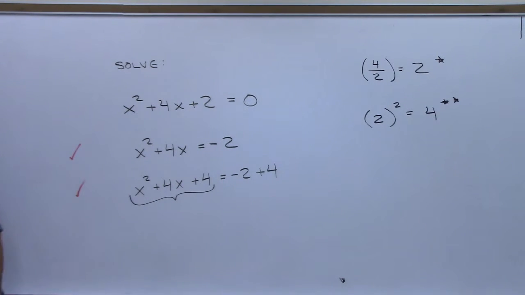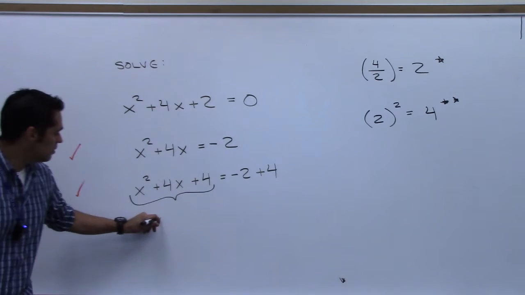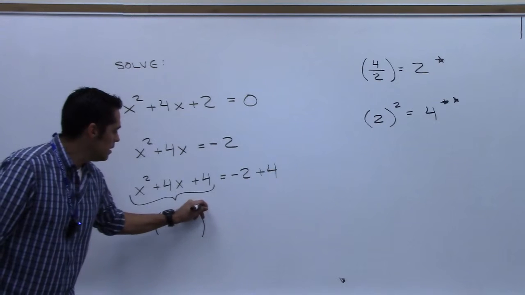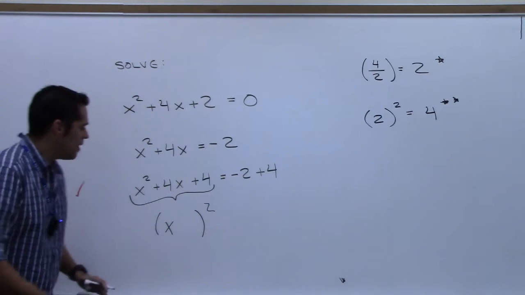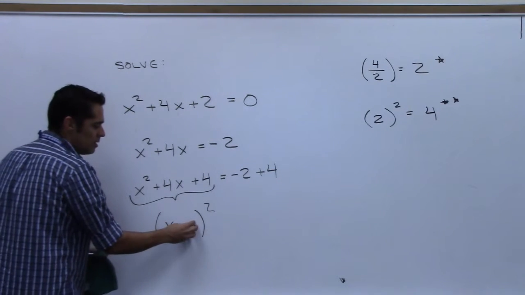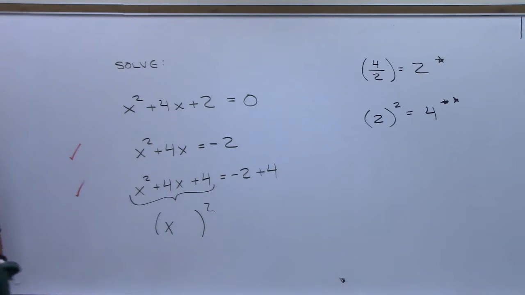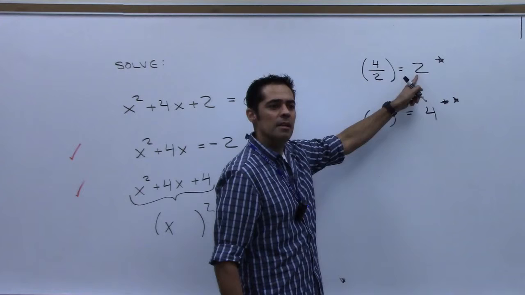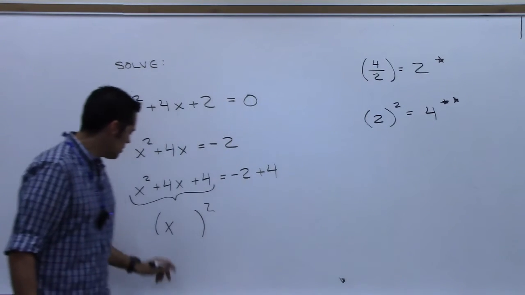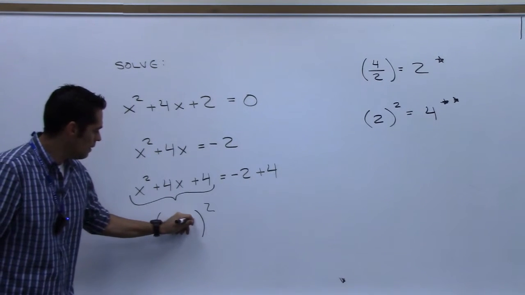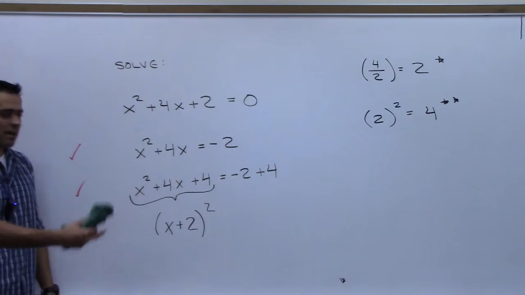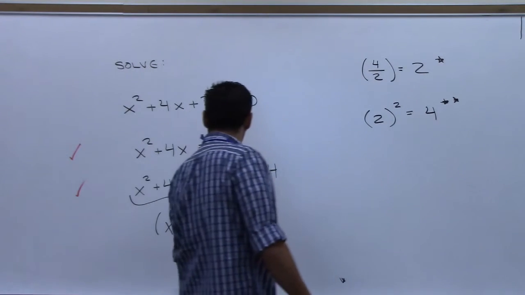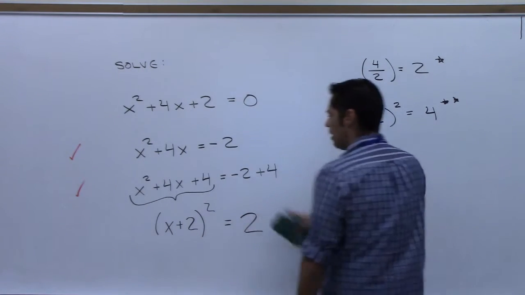What's guaranteed? They're going to factor into what we call a perfect square trinomial. It's guaranteed to be x plus or minus a number, squared. In this case, plus 2. Actually, that comes from this number. That's positive 2. That's the number that goes here. And then the right side of the equation becomes 2, right? Negative 2 plus 4.